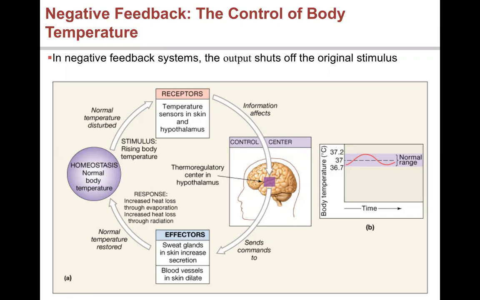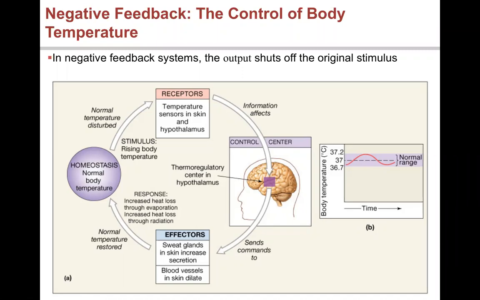The blood vessels in the skin dilate. They dilate in order to give more oxygen. As a result, there is increased heat loss through evaporation and increased heat loss through radiation. Both of these responses make the body come to its normal temperature. And this cycle is absolutely required. It's called the feedback regulation of the body temperature.